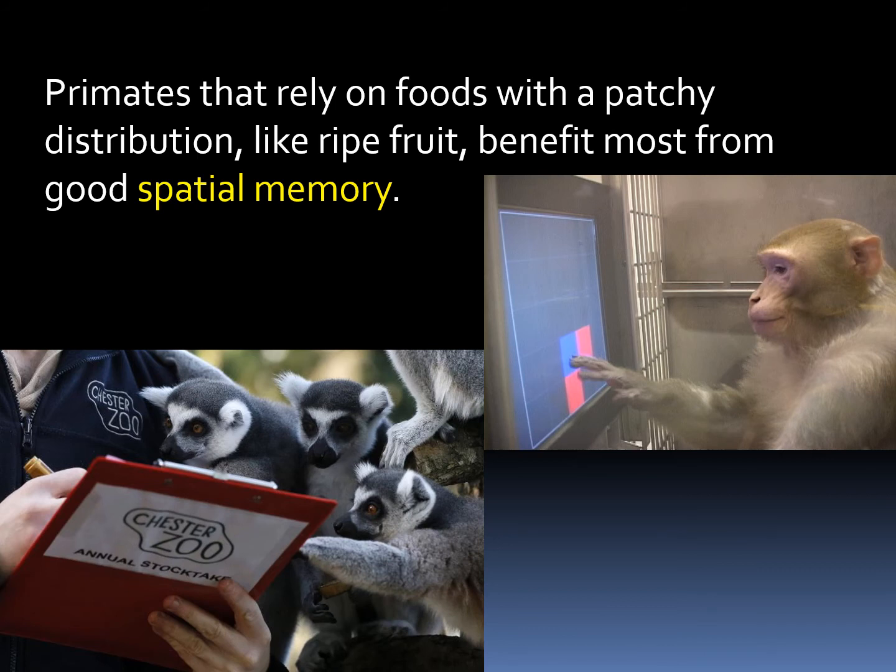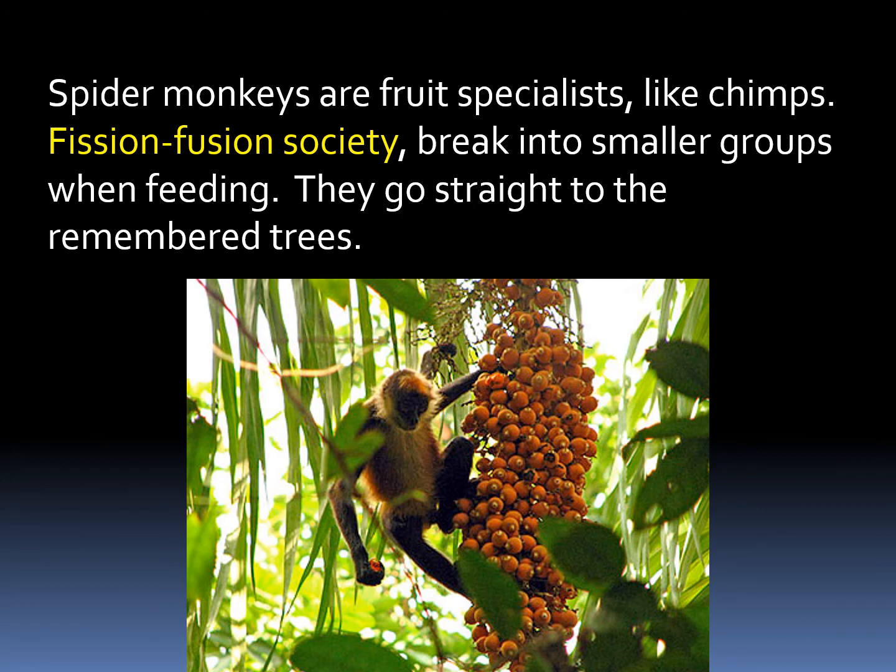Primates that rely on foods with a patchy distribution, like ripe fruit, benefit the most from having good spatial distribution, right? So primates that have high degrees of fruit in their diet tend to have better spatial intelligence than primates that do not. Spider monkeys are fruit specialists like chimps, and they have a fission-fusion society much like chimps.